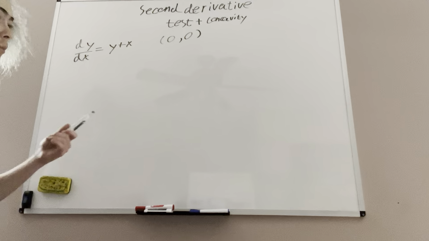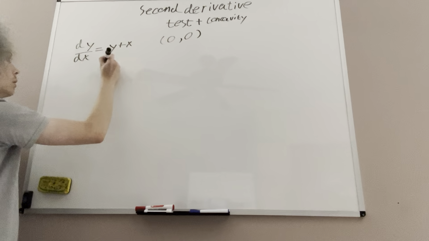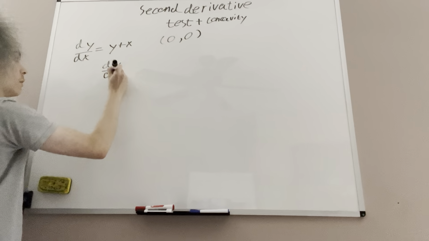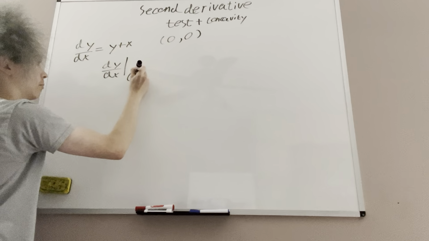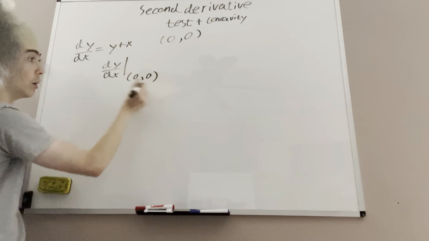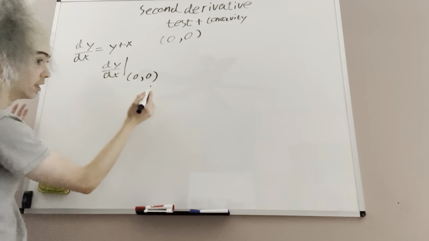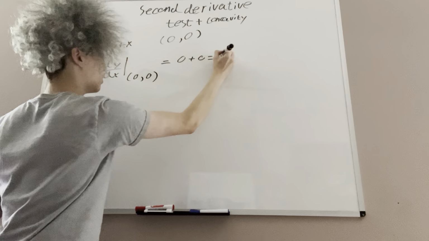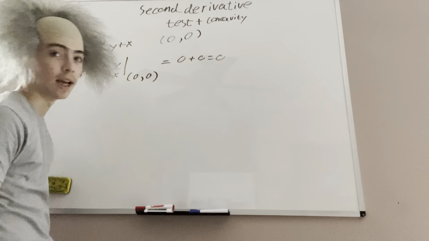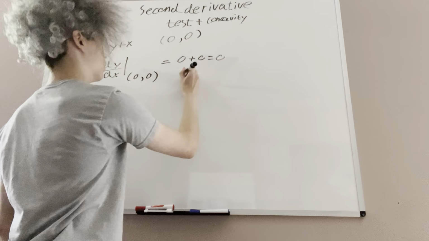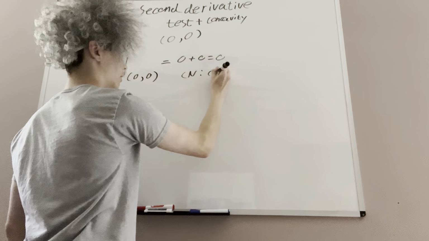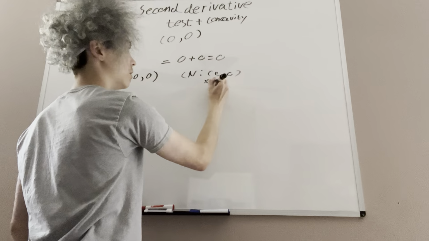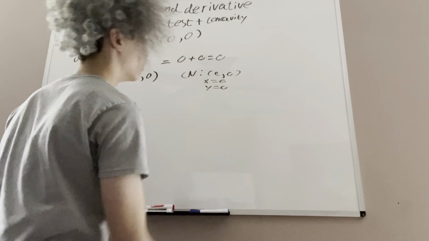So let's begin. We know dy/dx, given that when we're plugging in this whole point, we can plug an entire point into a derivative. It's going to equal 0 plus 0, which is equal to 0. Right, so we have a critical number at (0, 0). So critical number (0, 0), or at x equals 0, or at y equals 0, whatever you're looking at.